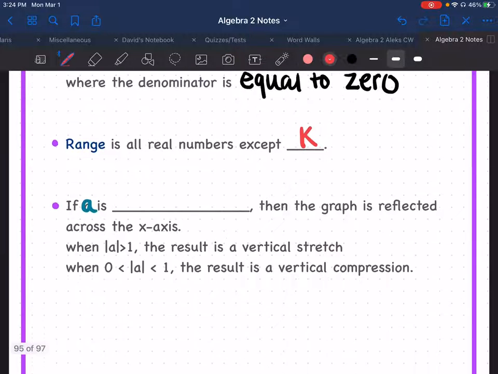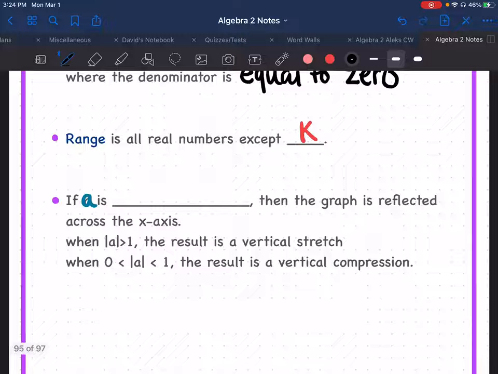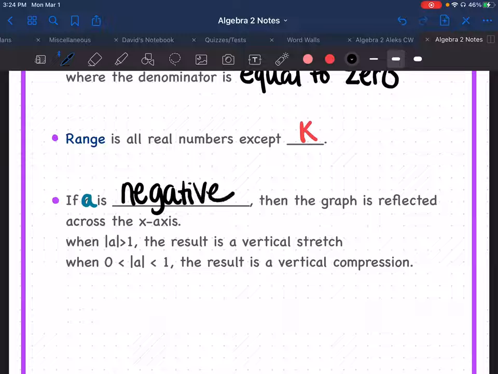If your a value on the top of your rational expression happens to be negative, then your graph is reflected across the x-axis. If the absolute value of this a value is greater than 1, then it results in a vertical stretch. And if the absolute value of this a number is between 0 and 1, then it results in a vertical compression. Let's go ahead. I've got two examples of graphing to show you, and I'm going to be referring to your ALEKS assignment as well.